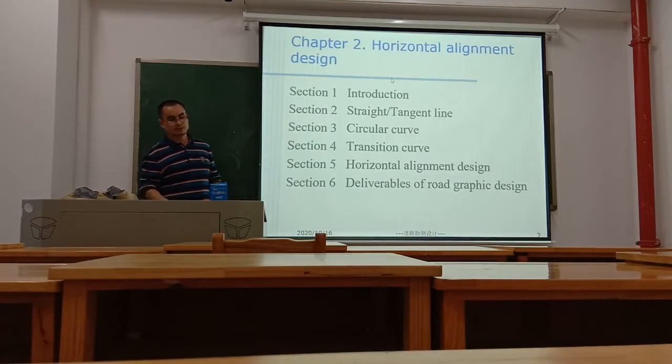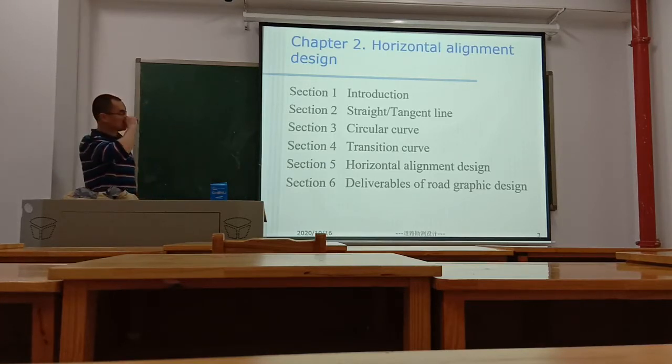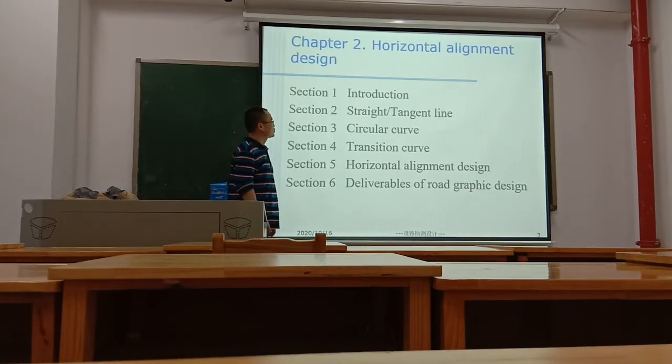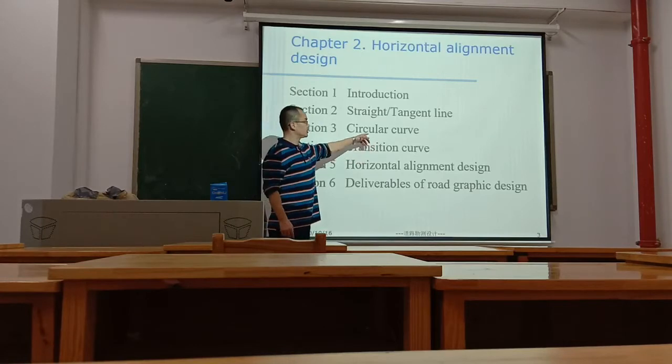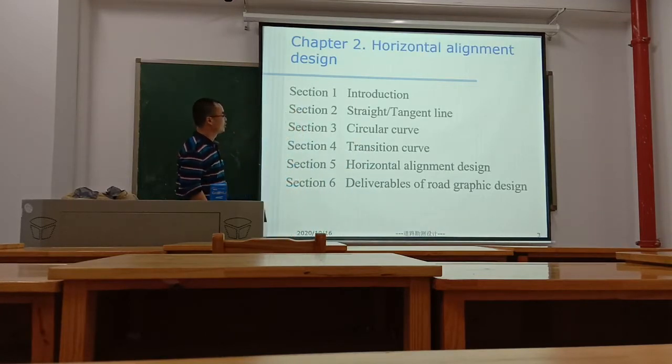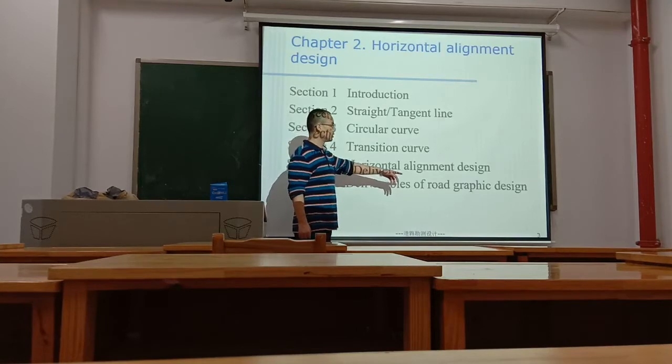This chapter, chapter 2, is divided into six sections. Section 1, introduction. Section 2, straight tangent line. Section 3, circular curve. Section 4, transition curve. Section 5, horizontal alignment design. Section 6, deliverables of road graph design.